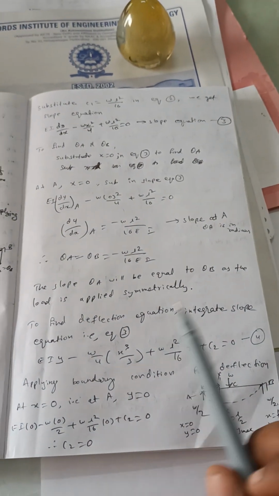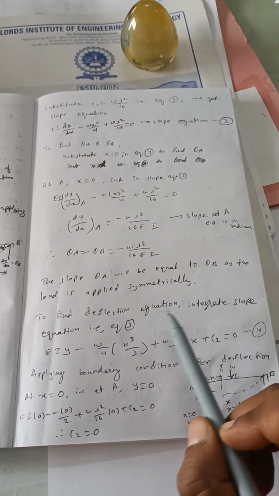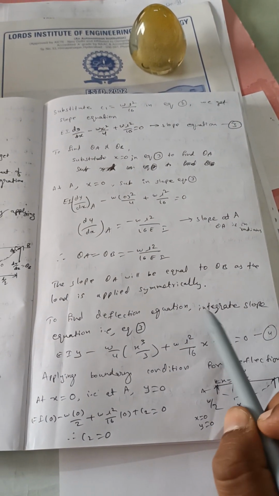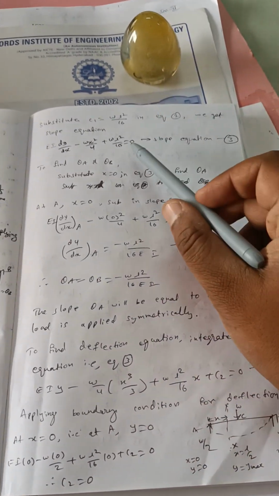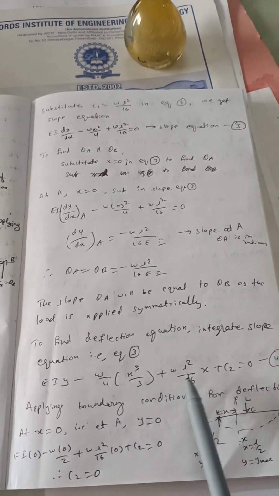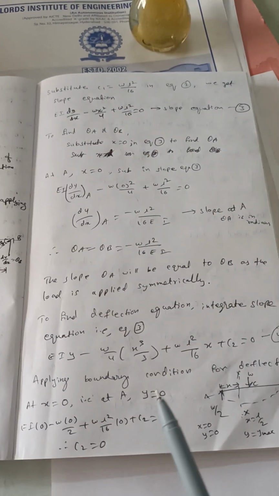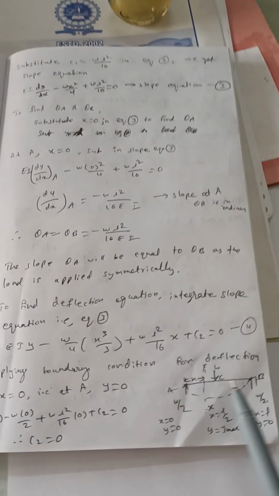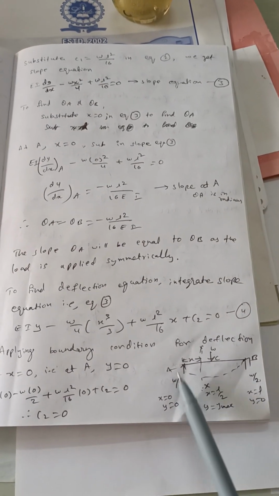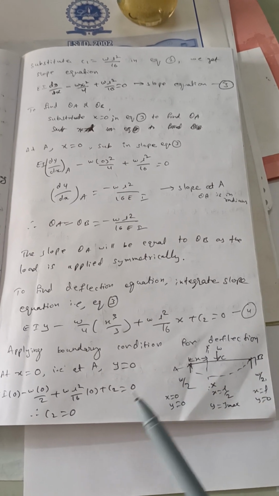Now our aim is to find the deflection, the maximum deflection. For this, first of all we need to integrate the slope equation, that is equation number 3. Then we will get EI y equals this term, and plus C2 will come extra. Now how to find this C2? Apply the boundary conditions. See here, at x equal to 0 there is no deflection, so x equal to 0, y equal to 0.